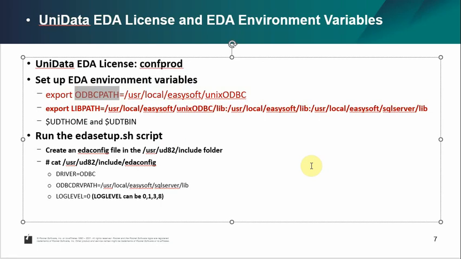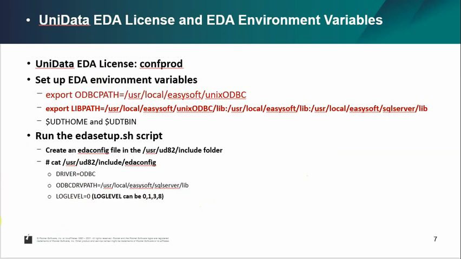The next step, we run the EDA setup shell script. It creates the EDA config file. You should see three lines something like this. By default, the log level is 0. If you have an EDA driver issue, you can try to turn on the log level to 8 to get the maximum log level. You will then get additional logs, generally in your temp folder. You can see files named EDA DRV with a timestamp.